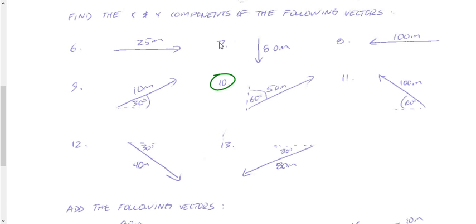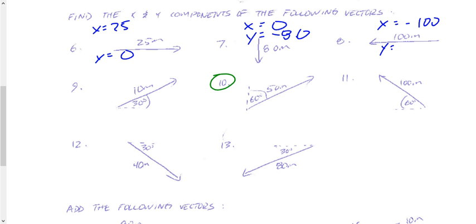The x component of number 6 is just 25, and the y component is 0. Easy, right? Number 7, the x component is 0, the y component is negative 8. Good. Number 8, the x component is negative 100. Good. And the y component is 0. Good. Now we get into the harder ones here.